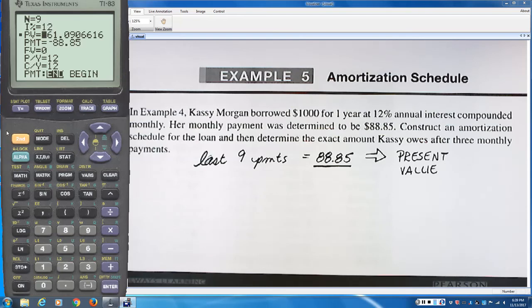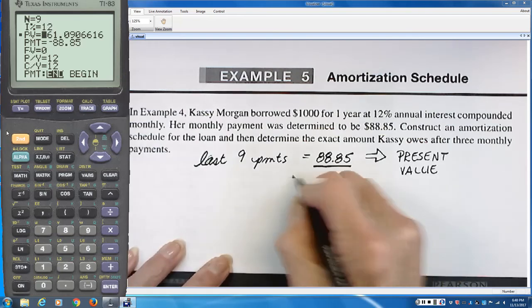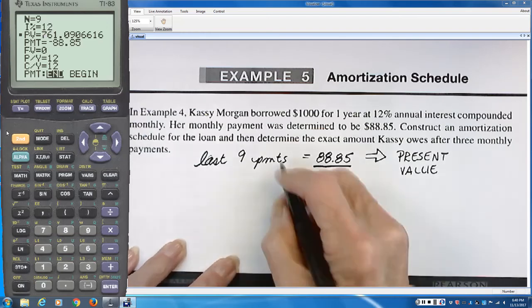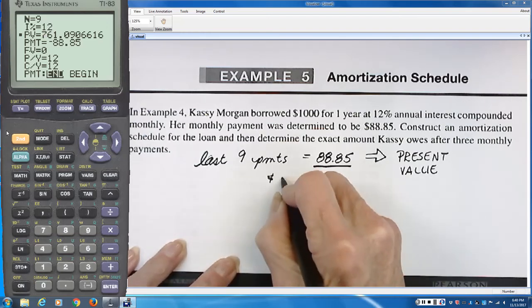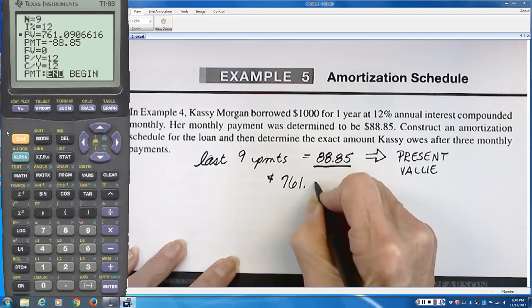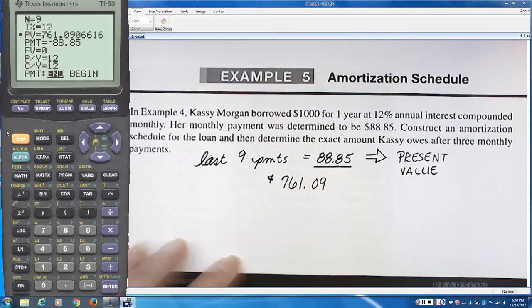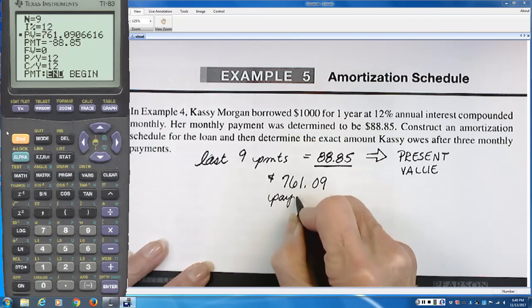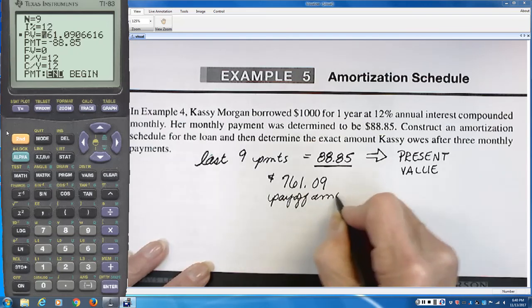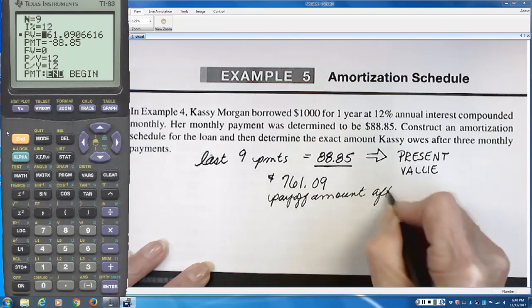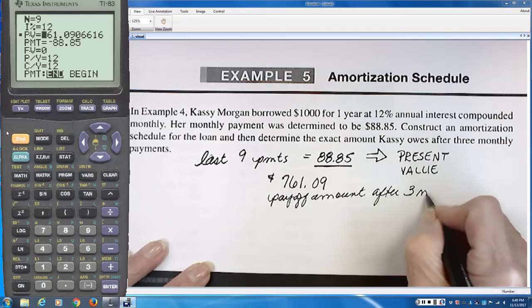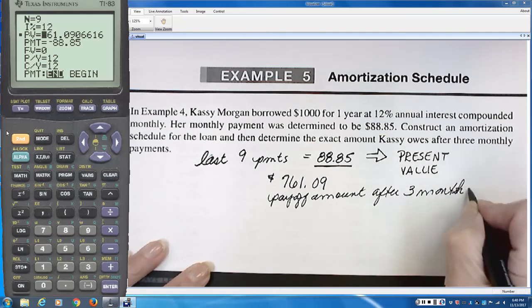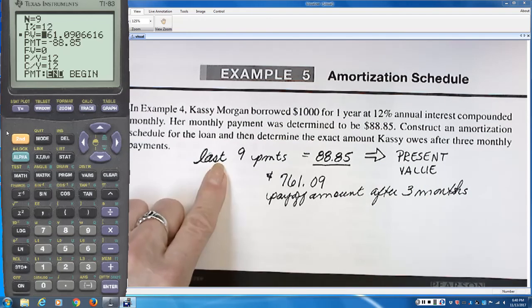So the present value of those 9 payments is a whole big $761.09. So that would be her payoff amount after 3 months. And that's because most of her first 3 payments went to interest. They didn't go to reducing her principal.